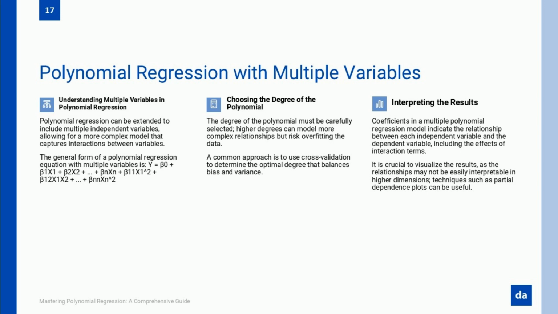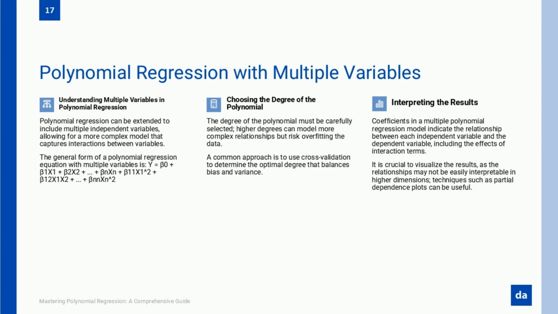One of the biggest challenges in multivariate polynomial regression is selecting the appropriate polynomial degree. As the number of independent variables increases, the number of polynomial terms grows exponentially. For example, a third-degree polynomial with three independent variables includes not only x1 cubed, x2 cubed, and x3 cubed, but also numerous interaction terms such as x1 squared times x2, x2 squared times x3, and so on. This rapid increase in complexity can lead to overfitting, where the model captures noise rather than meaningful trends.